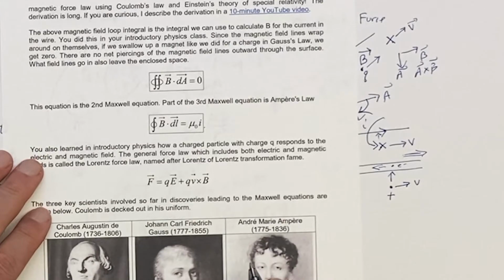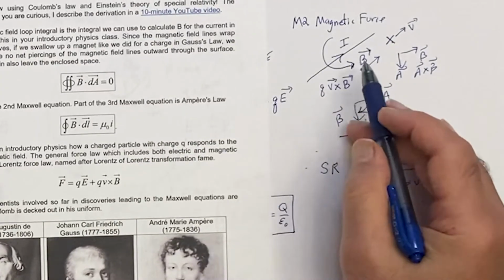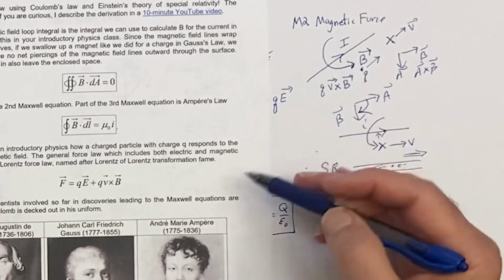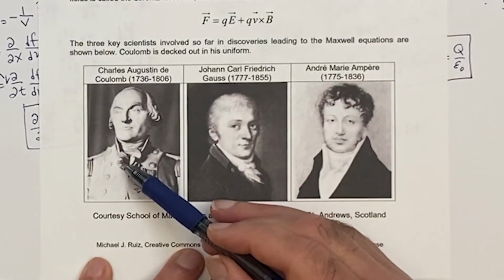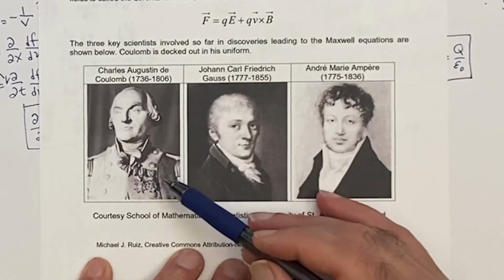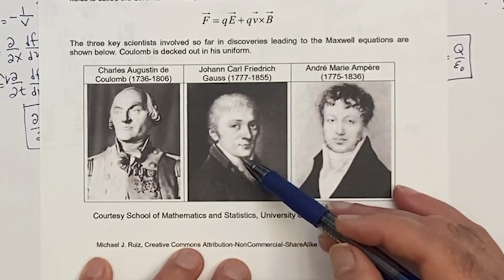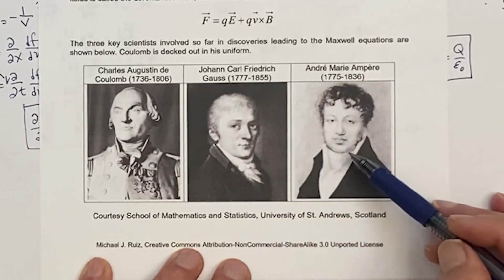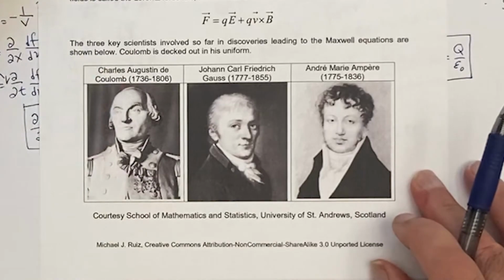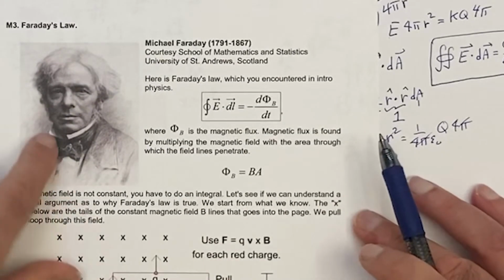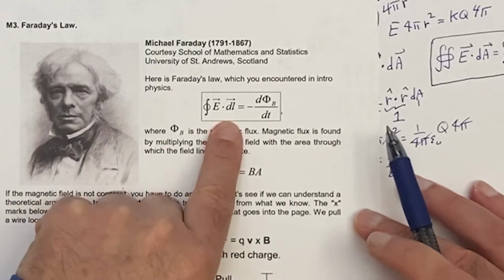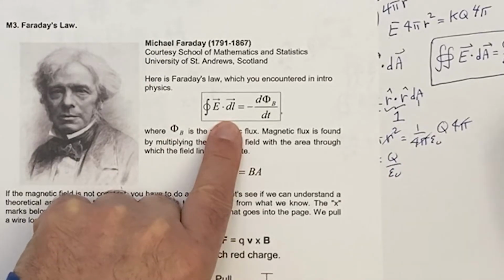So here, that's Ampere's law, by the way, with the current. And here we have some individuals: we have Coulomb, all decked out in his uniform, and Gauss, and Ampere. All right. So now we go to the next law, which is the law of Faraday. Here's what you learned in your introductory physics class.